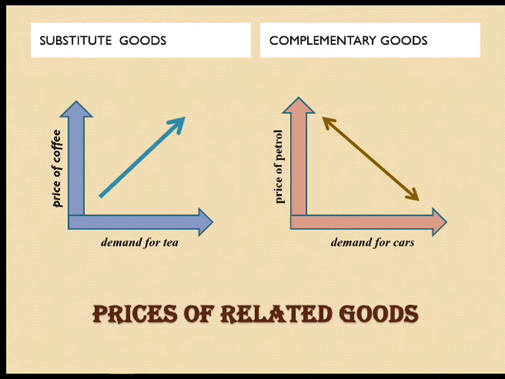And also, we can see that there is a direct relationship between the price of coffee and demand for tea since they are substitute goods. On the other hand, complementary goods are those goods which are consumed jointly. For example, car and petrol. Here we see that if the price of petrol increases, demand for car decreases. So there is an inverse relationship between these two.